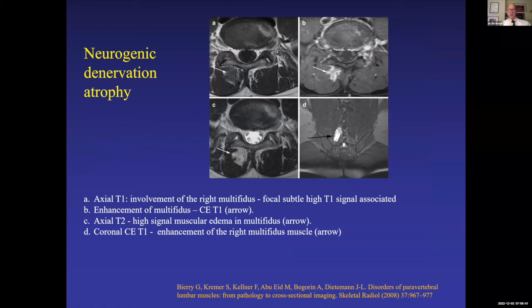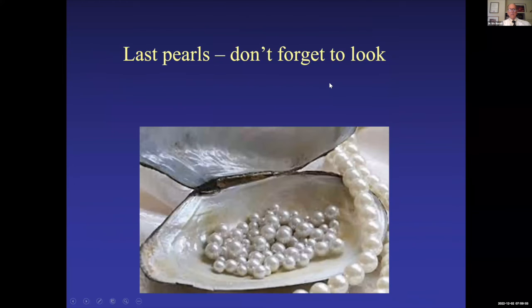And another illustration, patient who had denervation atrophy of the multifidus. This can happen postoperatively if nerves are injured and may be a source of postoperative pain, or it can happen just because of nerve compression. Here you see the muscle is atrophic on this side and is enhancing. So pay attention to the muscles.